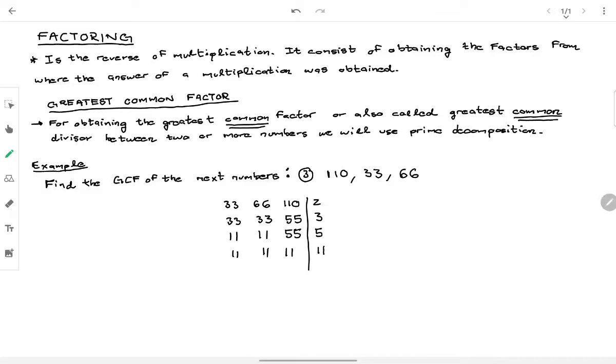Then we need to divide by 11. Of course, this 11 will divide every term. So in this case, the greatest common factor of these three numbers will be number 11. So as I was telling you, we can use prime decomposition every time to obtain the greatest common factor between two or more numbers. So let's continue with the topic.